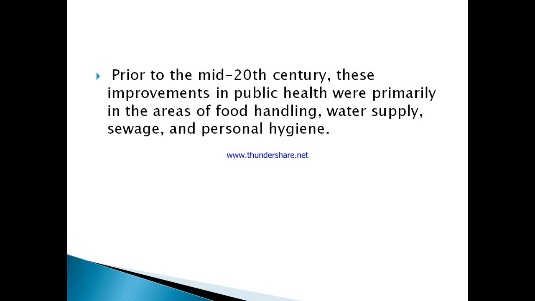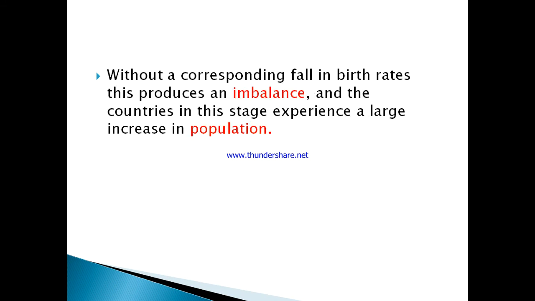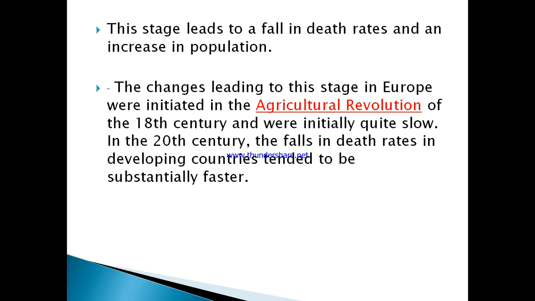Prior to the mid-20th century, these improvements in public health were primarily in the areas of food handling, water supply, sewage, and personal hygiene. Without a corresponding fall in birth rates, this produces an imbalance, and the countries in this stage experience a large increase in population. This stage leads to a fall in death rates and an increase in population.